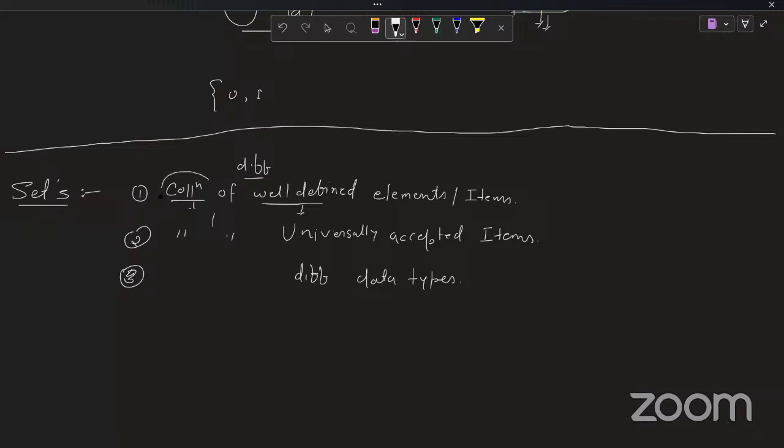So first of all, let's discuss what this collection is, and then we will see what this well-definedness means, and then we will see how correct this definition is. So why do we need this collection? First of all, why do we need this collection?